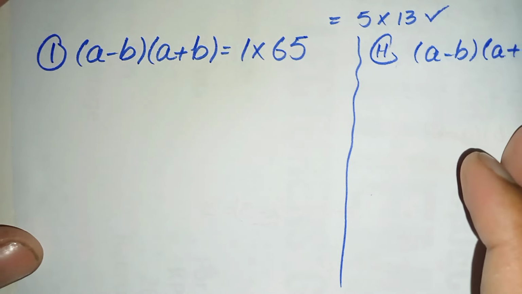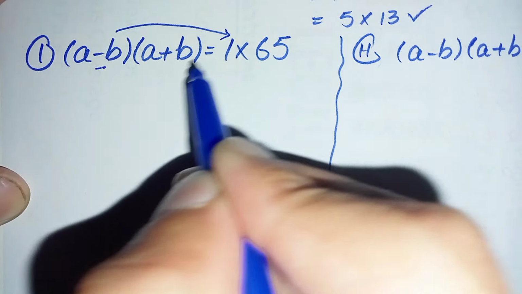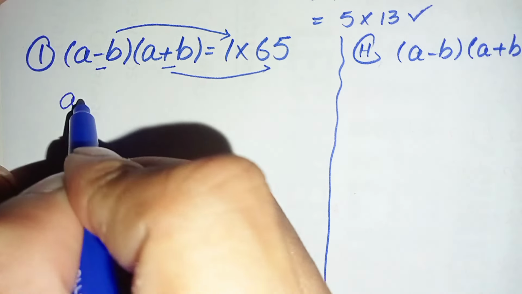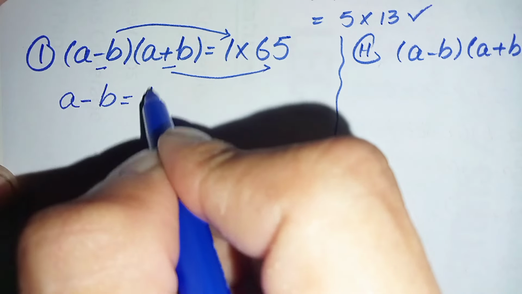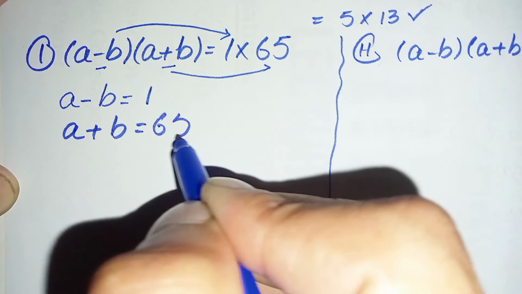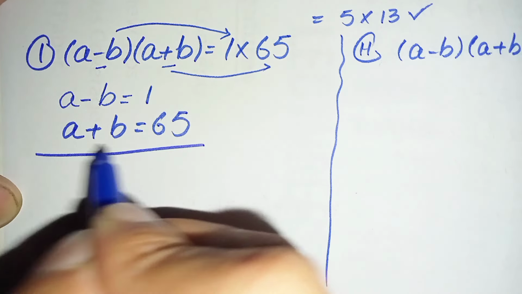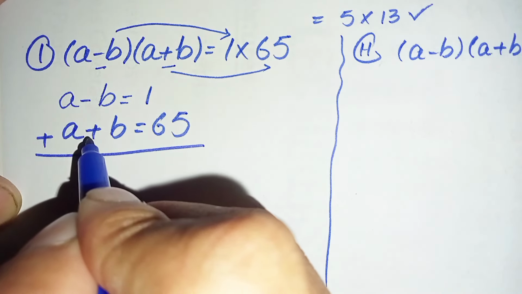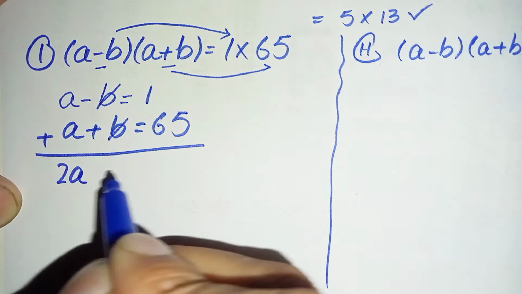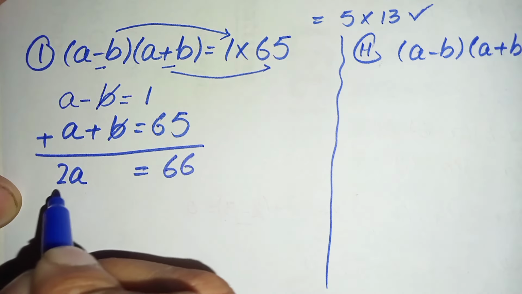Now first of all, we will solve this first case. Here we will compare the first expression with the first number and the second expression with the second number. So from here we will get two equations, a minus b is equal to 1 and a plus b is equal to 65. How can we get the value of a and b from these two equations? We will add these two equations. By addition, this minus b and this plus b will be cancelled, and a plus a is 2a, equal to 1 plus 65 is 66. Now we will divide both sides by 2.